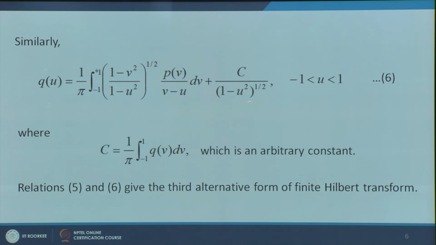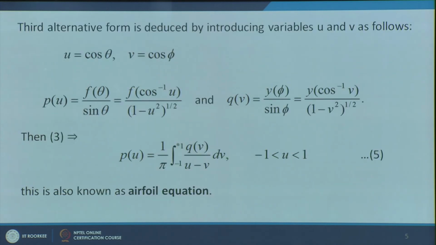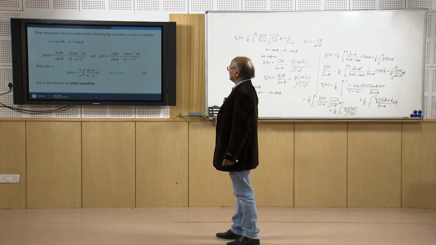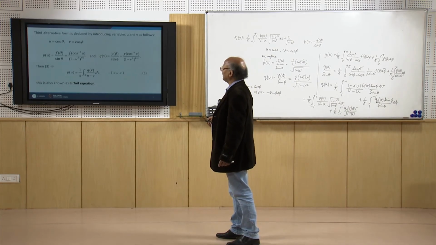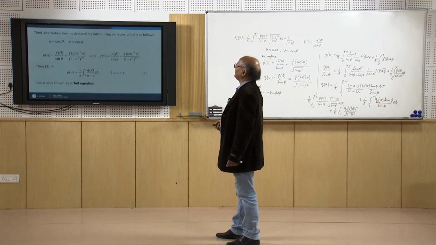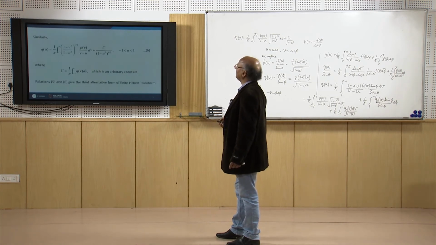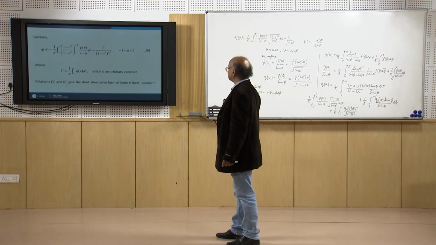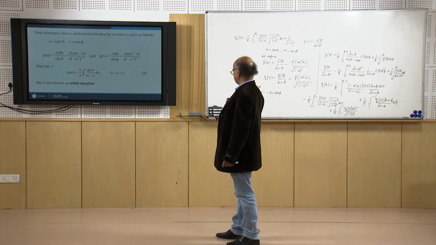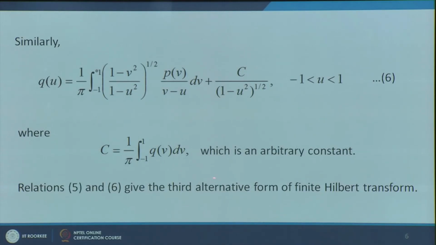Now, this equation which gives us the solution of the integral equation, together make a Hilbert transform pair, third alternative form. So, this equation is the one where we are looking for the solution, that is the function q, and that solution is given by this equation. So, equations 5 and 6 together give us the third alternative form of the finite Hilbert transform.